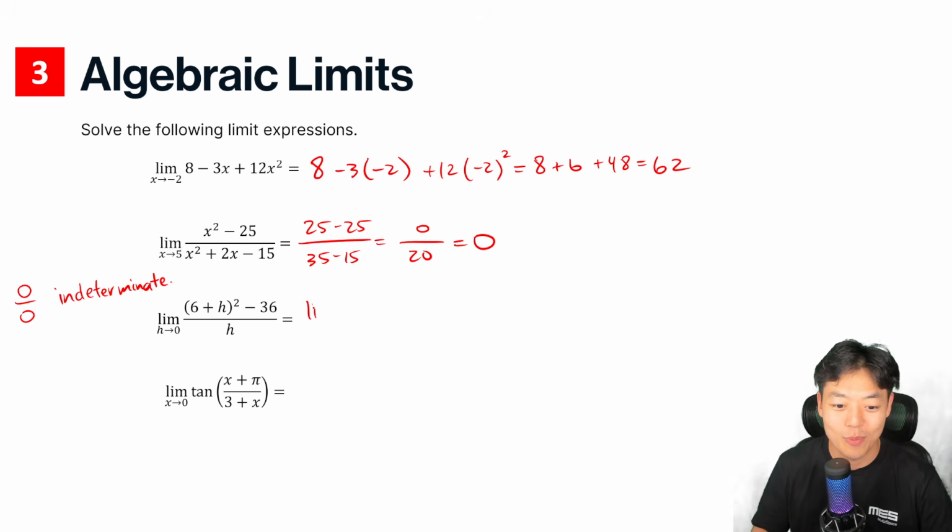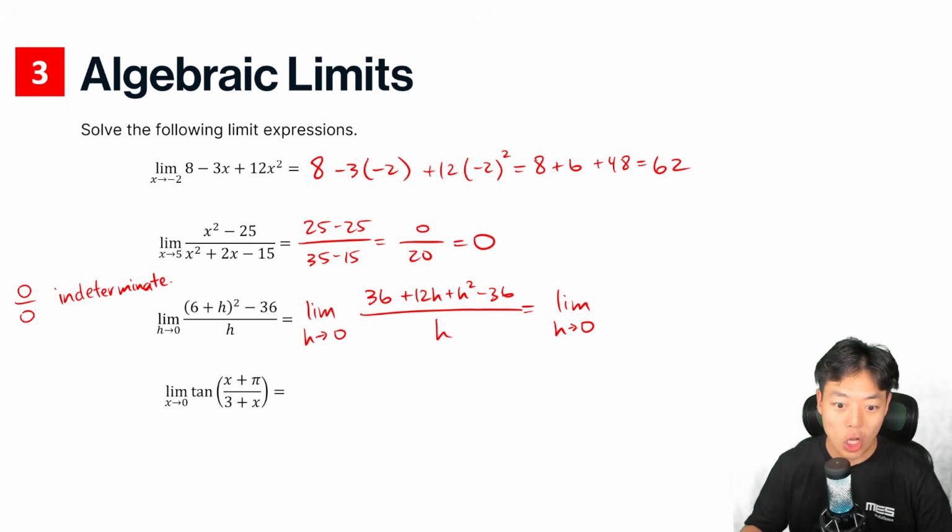What can we do? Well, we can distribute completely. We can get 6 squared is 36, 6h plus 6h is 12h plus h squared, minus 36, all over h. Let's see what we get. And we have not solved the limit yet. We have not done the limit yet. So we need that limit expression there each time until we've actually used it.